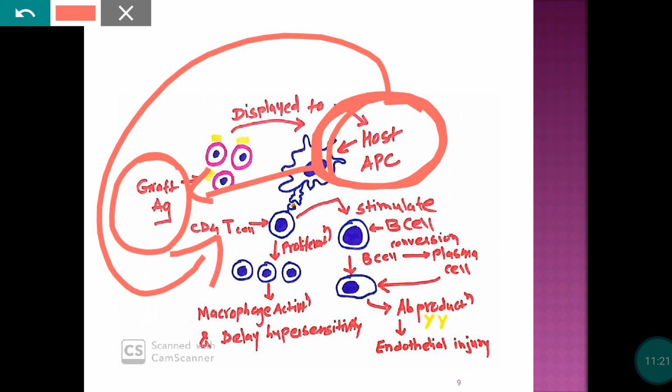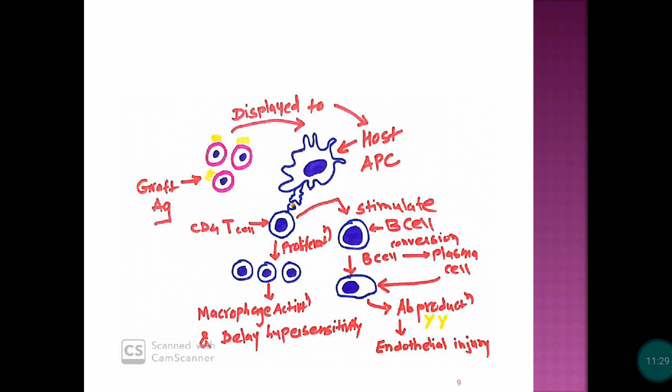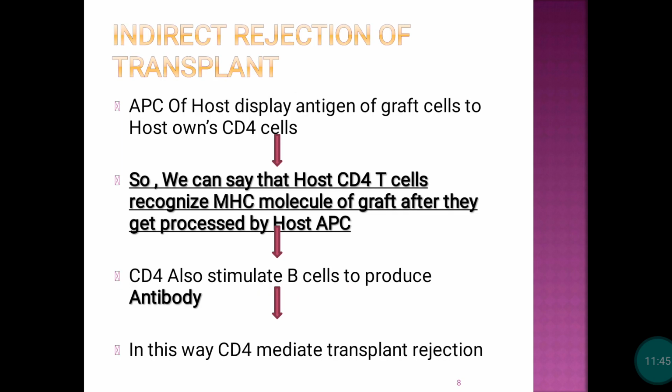So we can say that MHC molecule gets processed in the indirect pathway. Processed in the indirect pathway means CD4 T lymphocyte directly cannot recognize the graft antigen presenting cell, but it will recognize the antigen presenting cell of the host, meaning our body. In that way CD4 T lymphocyte will be activated indirectly. They will be activated once the MHC molecule gets processed by the host antigen presenting cell. So that is known as indirect CD4 T cell activation.